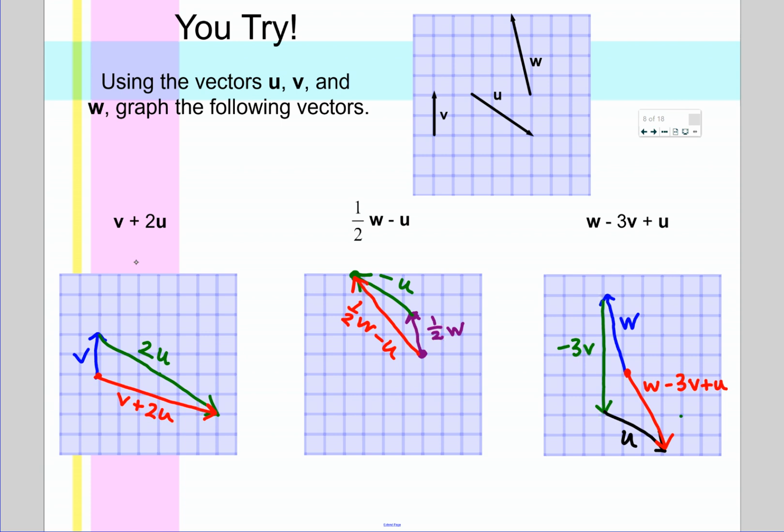What questions do we have on these? Adding, subtracting, scalar multiples, geometric addition and subtraction of vectors. Nothing? Okay. Just a couple other little things we can do with vectors, and then we'll finish this lesson tomorrow. We won't do all of it today.